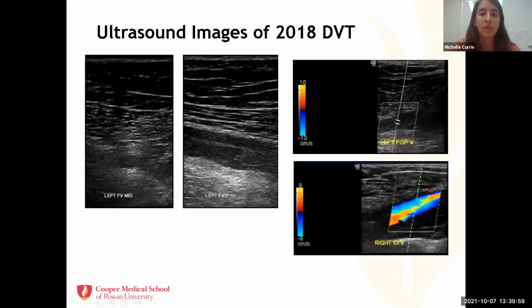Here are ultrasound images of the DVT that she was diagnosed with in 2018. This is an image of the left femoral vein at the mid-level, and we can see the DVT is noted here. And then the left femoral vein at the proximal level, and the DVT is noted there. Also, Doppler imaging showed in the left popliteal vein there's no flow present. And then for comparison, in the right common femoral vein, flow was still present.